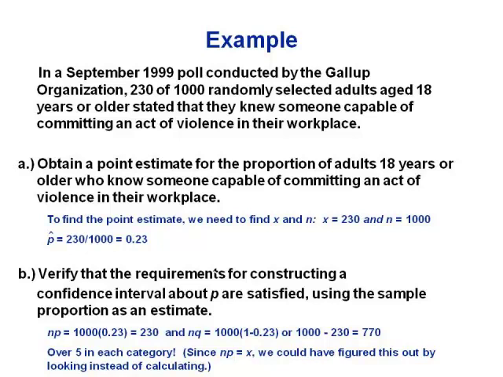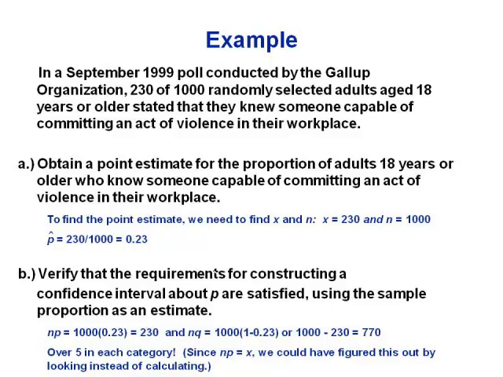Okay, now that I've walked through what a confidence interval is, let's walk through some examples of what we're actually doing with these. In this example, a September 1999 poll, 1,000 people were randomly selected, and 230 of them stated that they knew someone capable of committing an act of violence in the workplace. The first thing we need to do is find the point estimate.